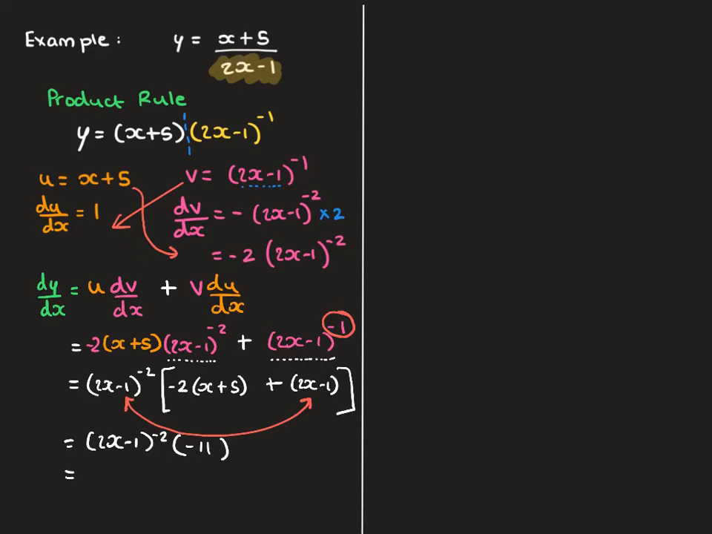So I can write the final answer as negative 11 over (2x minus 1) all squared. So even if a function is expressed as a quotient, we could actually use the product rule to differentiate it. But it is by far simpler in a lot of these cases to make use of the quotient rule. So let's have a go at doing this, and we will do a compare and contrast here.